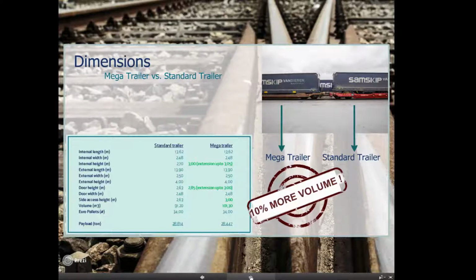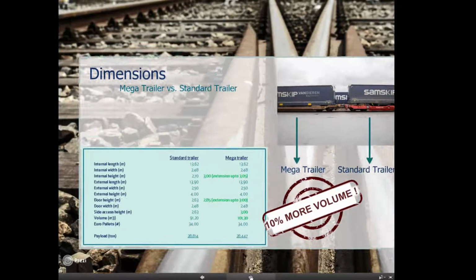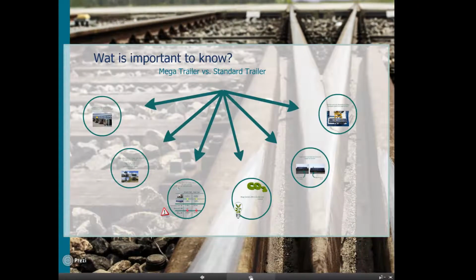The most important difference is the volume. A mega trailer can carry 10% more volume than a standard trailer. Where a standard trailer can carry 91.2 meters cubed, a mega trailer can carry up to 101.3 meters cubed. This is a crucial selling point for our customers and makes the difference. Keep in mind, although we can carry more volume in a mega trailer, the allowed payload is almost the same as the payload in a standard trailer. Let's look into that a bit more.